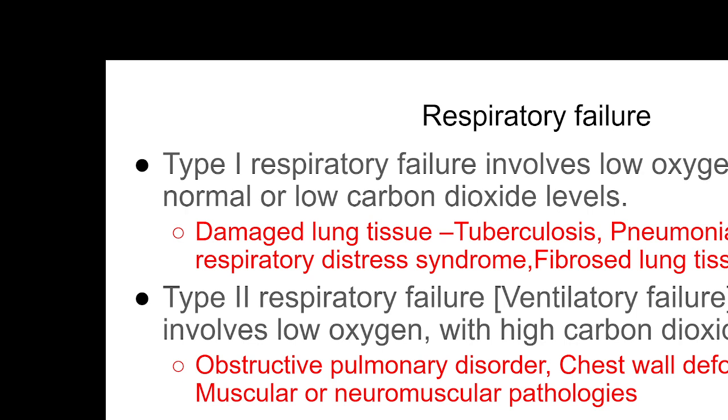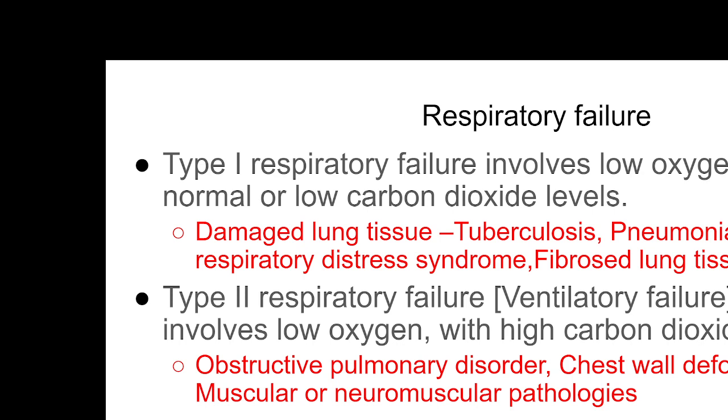the air is not reaching the lungs as such, and it could be produced due to damaged lung tissue, like tuberculosis, pneumonia, or any other acute respiratory distress syndrome, or any fibrous lung tissue as such. When the lung is not able to exchange the air in the alveoli, that condition is called type 1 respiratory failure. Type 2 respiratory failure is a ventilatory failure where the air cannot enter into the lungs.